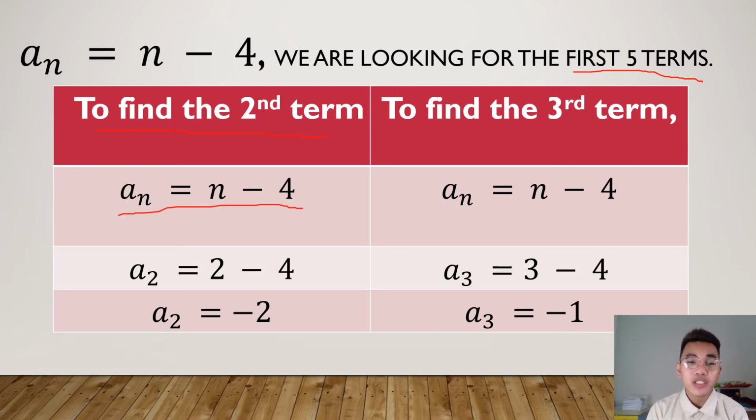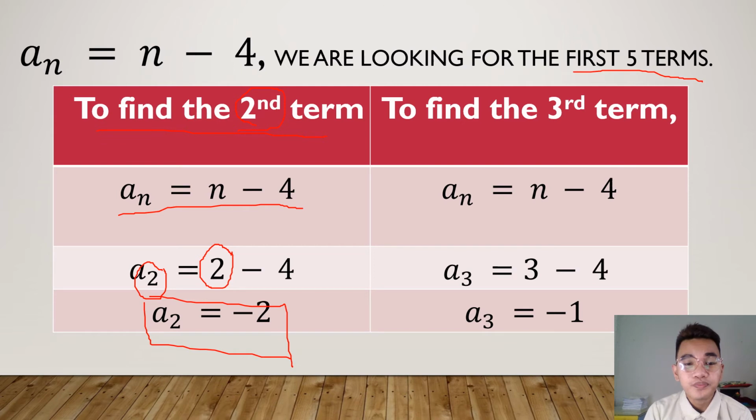A sub n is equal to n minus 4. Then just substitute the n with 2, because we need to get the second term. So substitute the n by 2, and also the n here is 2. So 2 minus 4. The answer is negative 2.